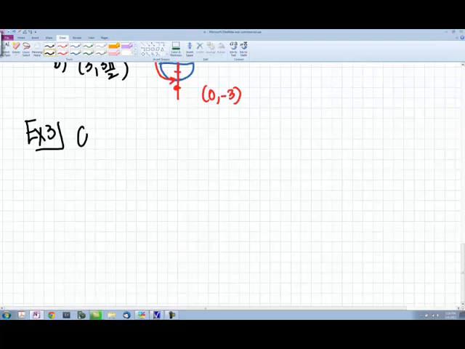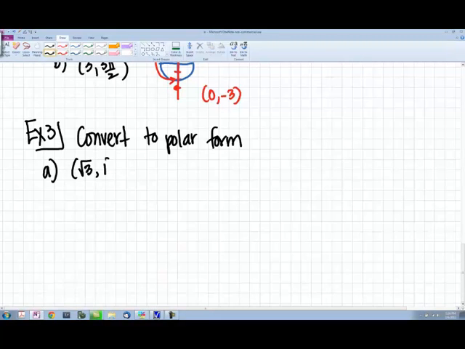So let's see if we can convert to polar form. So let's convert over the point radical 3, 1. And keep in mind, this is now an xy coordinate point, and we want to get it in polar form, which is r theta. So we can't just do a quick little substitution just like before. We do have to do it sort of on the side.